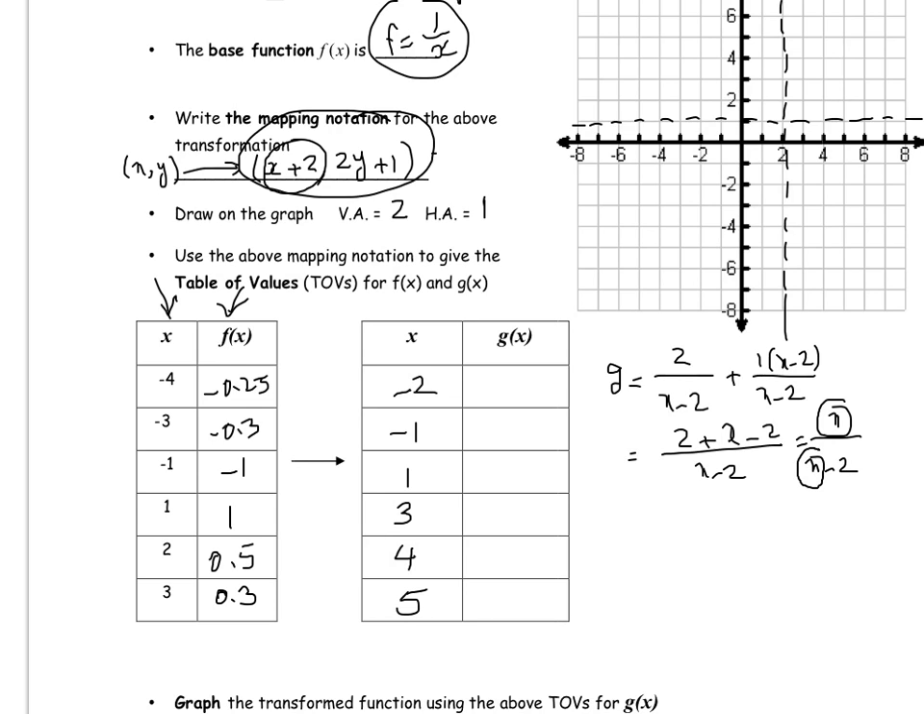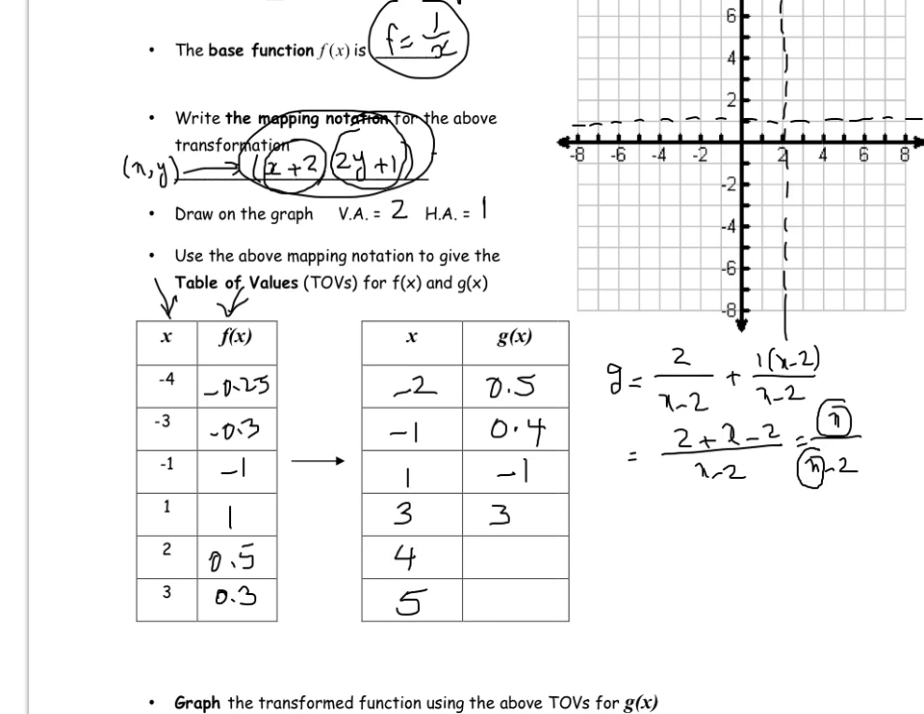Now we are going to do exactly the same thing, but this time on the y values. So if y is negative 0.25, 2 times negative 0.25 is negative 0.5, plus 1 gives me 0.5. If y is negative 0.3, times 2 is negative 0.6, plus 1 is 0.4. If y is negative 1, 2 times negative 1 is negative 2, plus 1 is negative 1. If y is 1, 2 times 1 is 2, plus 1 is 3.